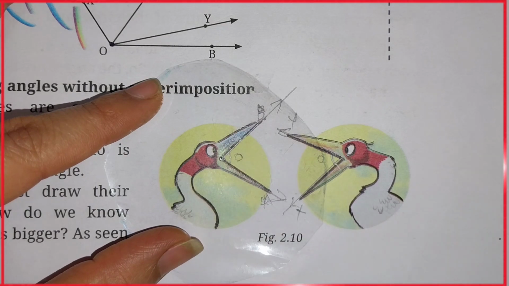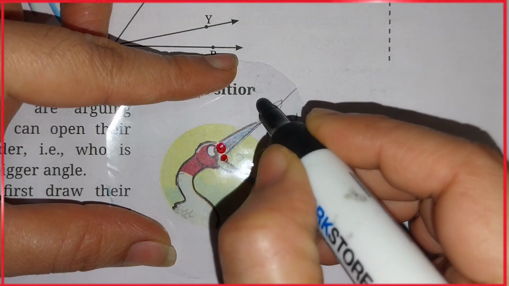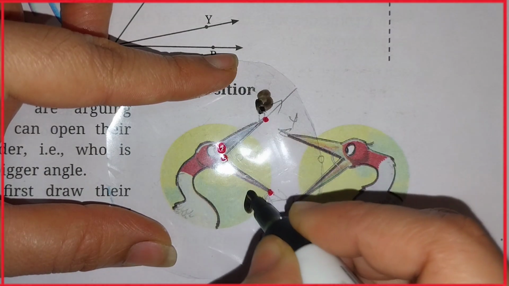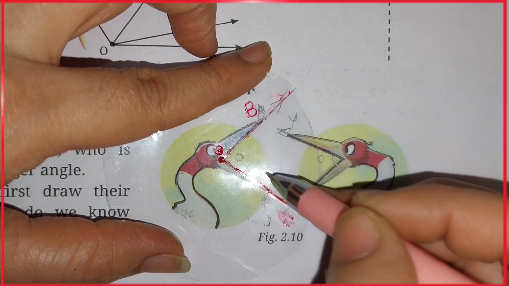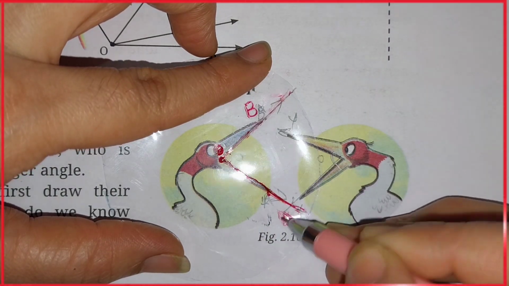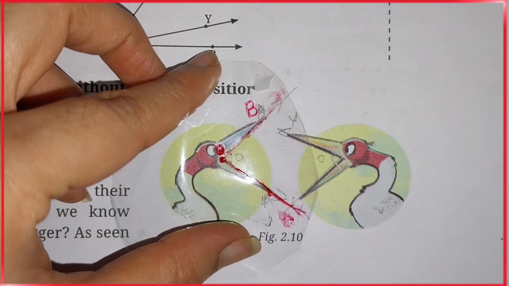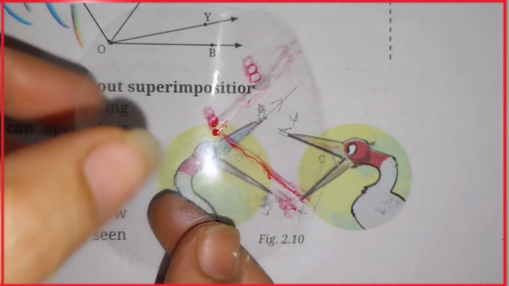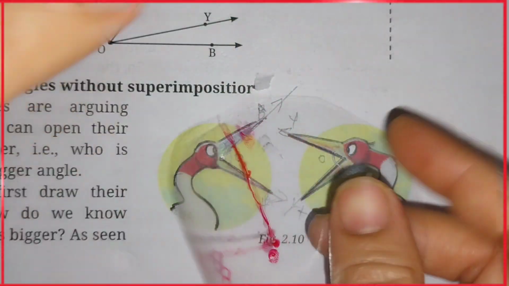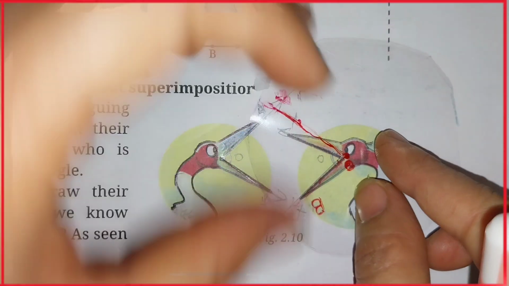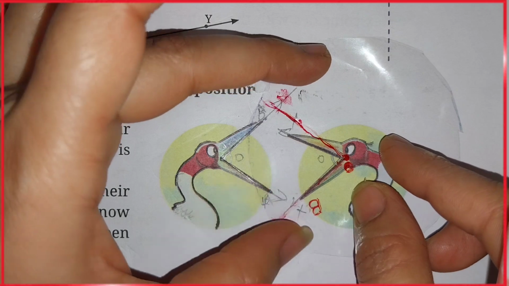So here I took a transparent circle sheet and I am going to place it on the angle made by the first crane. We keep the center of the circle exactly on the vertex of the angle. Now wherever two arms of the angle cut the circle, we mark those points, say A and B. The angle is represented as angle AOB with O as the vertex.